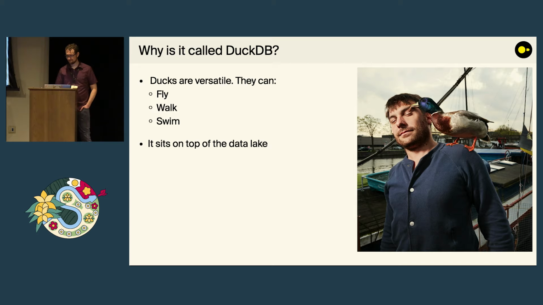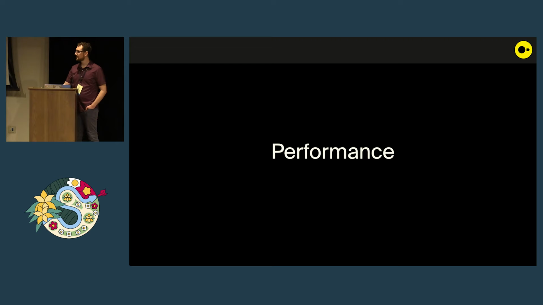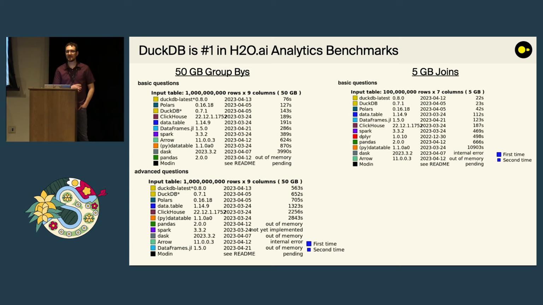So let's talk about that speed. Bullet one, need to have it. This is a benchmark from h2o.ai on data frame and data frame-like libraries. It was created several years ago, and one nice thing about this benchmark is it was not created by DuckDB, right? So it's relatively independent. If you take a look at this, DuckDB is in first place across the board.